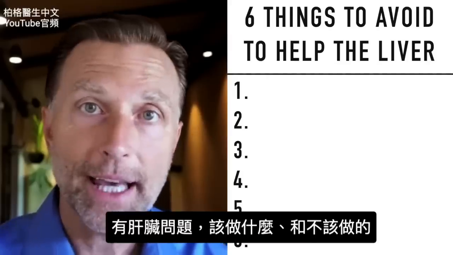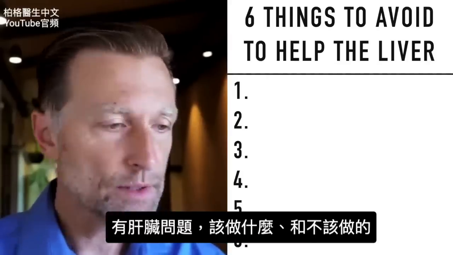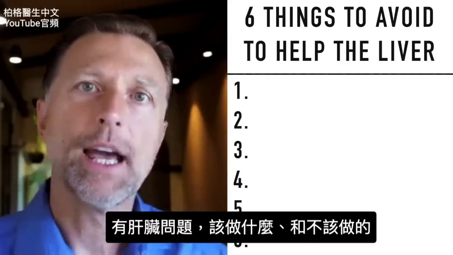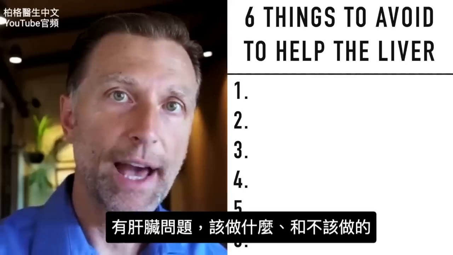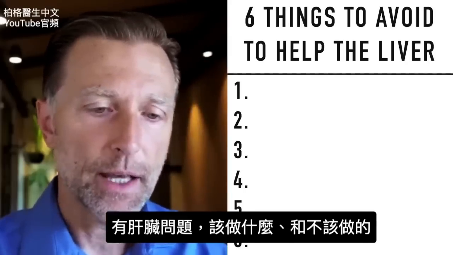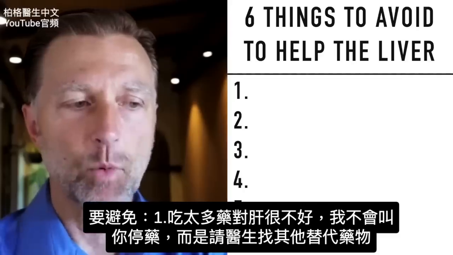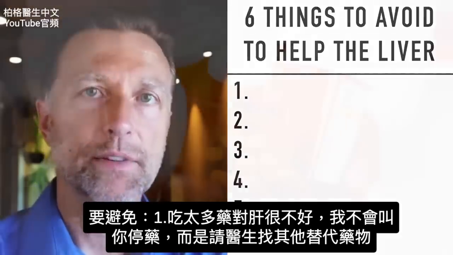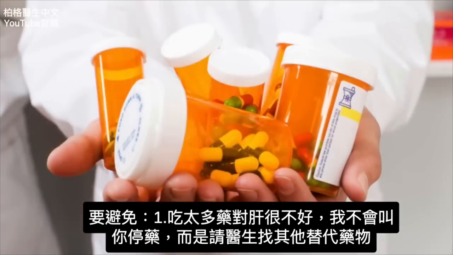All right, we're back, and there's two things I want to mention. Real simply, we're going to talk about what to avoid and then what to do if you have a liver problem. So number one, one of the biggest problems with liver issues is taking a lot of medications.